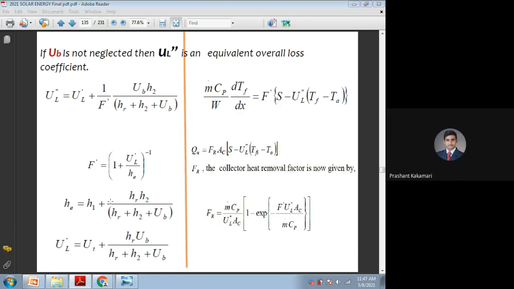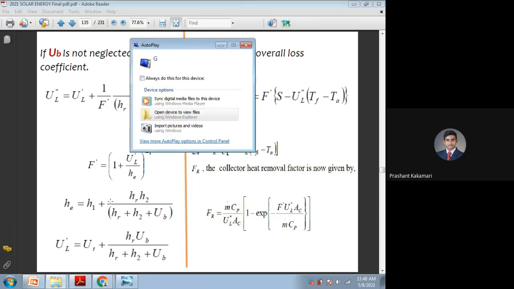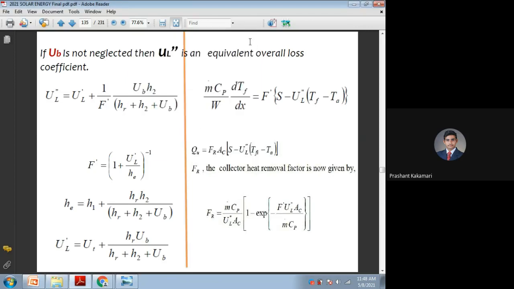So coming to the efficiency factors and heat removal factor, and finding the performance parameters of a solar air heater or any other devices. Today we'll discuss the collector efficiency factor. Here FR is the collector heat removal factor. This we have seen in the flat plate collector also while discussing performance. But here also we'll discuss the useful heat gain, heat removal factor and efficiency factors.